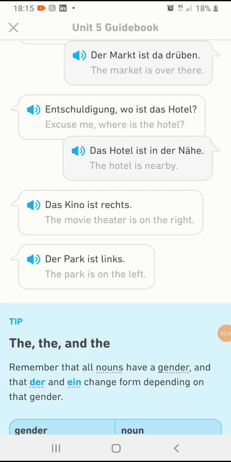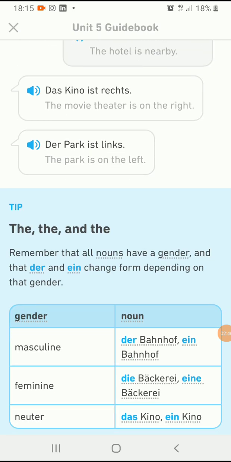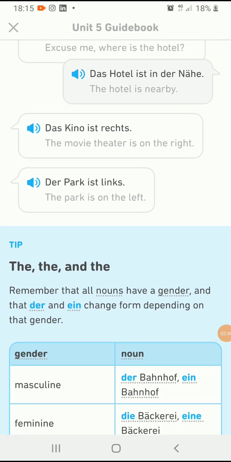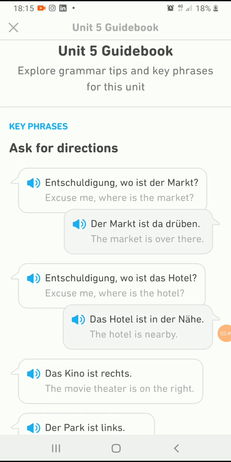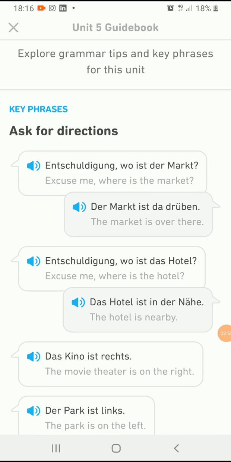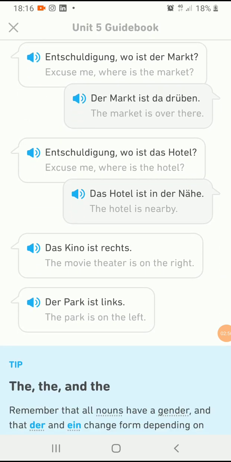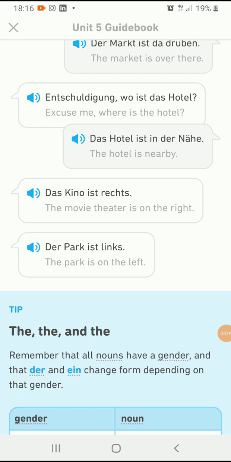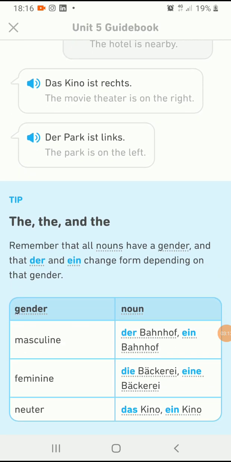Der Park ist links. So that's how you say on the left, ist links. Yeah, der Park. Park, it's a word that's a cognate, yeah? So you can understand it even if you don't speak German, really. So what we have to remember is how to say excuse me, Entschuldigung, and wo, it's where, very important word, and over there it's da drüben, and nearby is in der Nähe, and also on the right is rechts, and on the left is links.